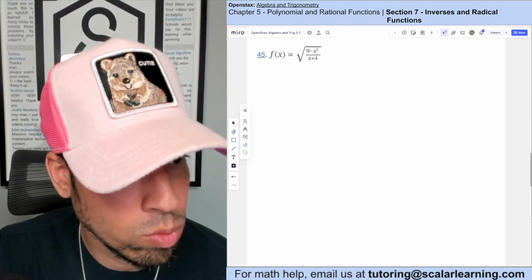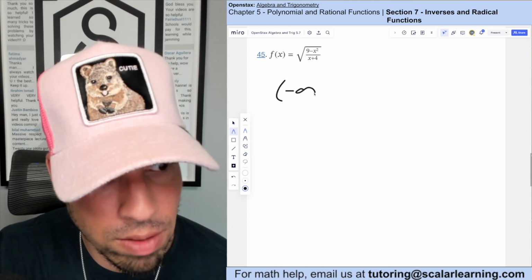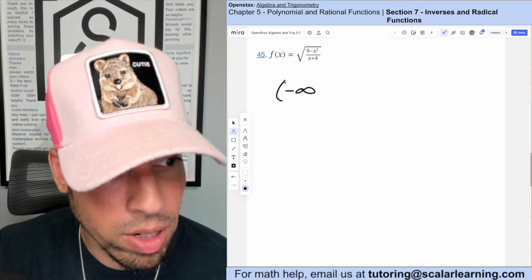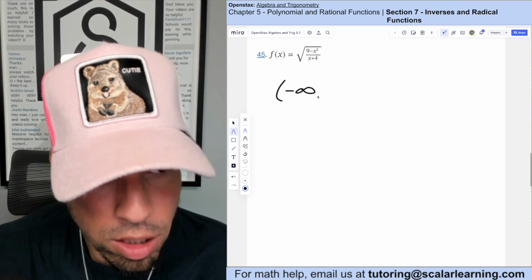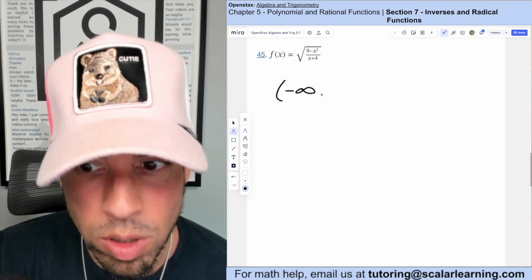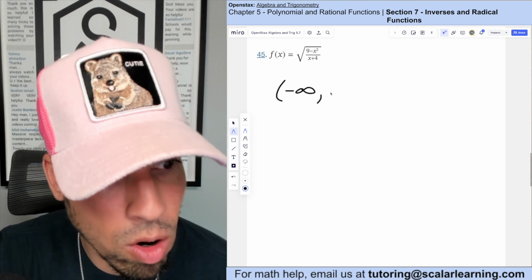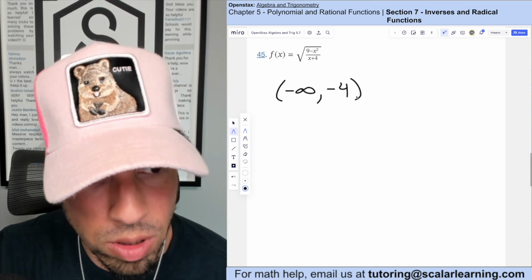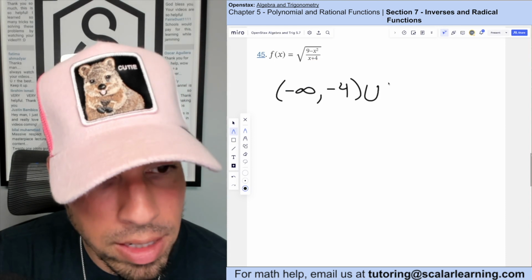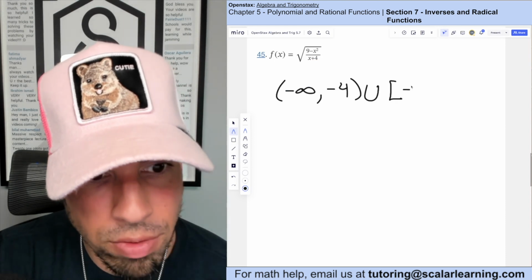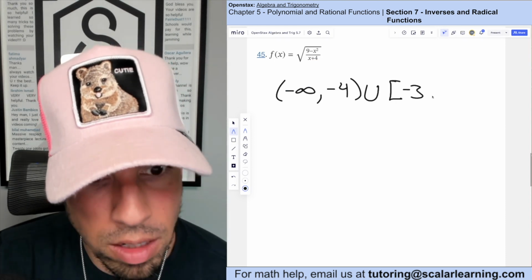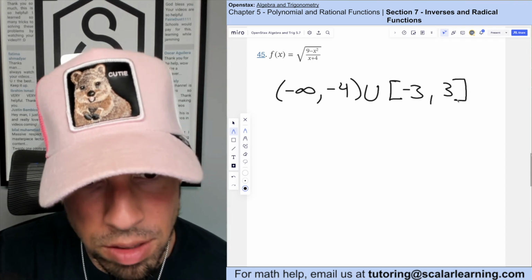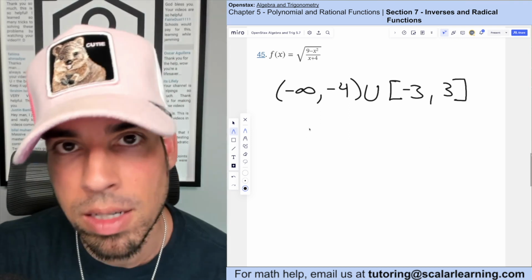So as we mentioned, we're starting at negative infinity. Infinity is always going to have a curved parenthesis, not a square bracket, because we can't include infinity. It's just a concept. So we're going from negative infinity all the way up to, but not including -4, because again, it's a vertical asymptote. And then we're also adding on that range from -3 inclusive, hence the square bracket, up to and including +3, another square bracket. So there's the domain, done.